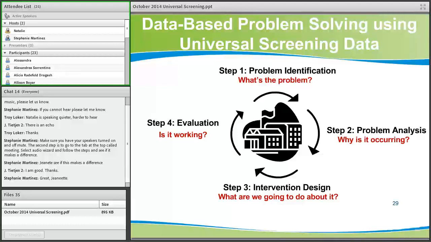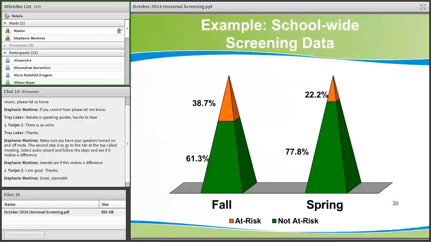And with all data that we collect, we're also always bringing it back to using a data-based problem-solving approach. Universal screening data allows you to do that in a way that we do with other types of data that you're already currently collecting. So on this graph, you can see a screener that was implemented once in the fall and then again in the spring, with 61.3% of the students being not at risk, and then presumably some sort of additional universal supports were put into place, as well as additional supports for those students who were at risk, and then in the spring we see an improvement. Just like with other data, you can drill down further and look at this data across teachers, classrooms, and so forth.